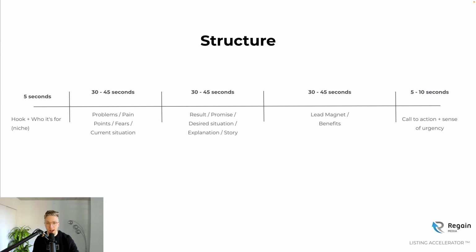So that is a pattern interrupt. So something crazy, something that gets their attention, right? Or something that is unusual. And then after that, we're going to talk about who it's for. So the niche, right? So sellers, for example.